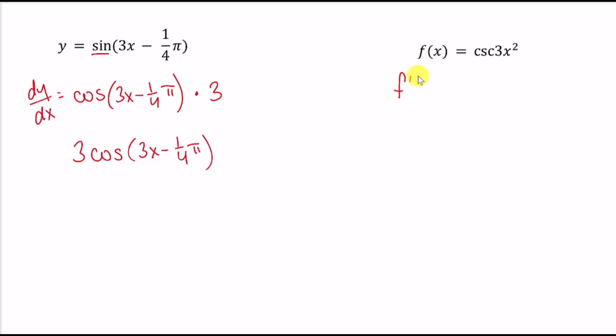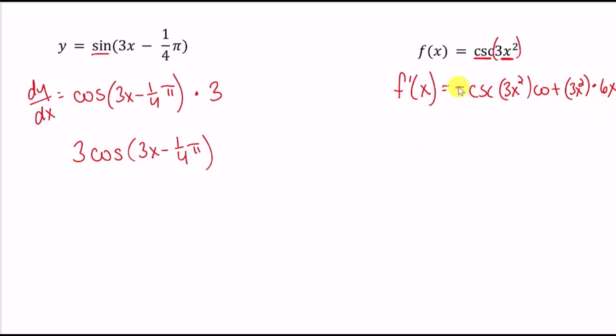Okay, for this one, you do have to make sure you know the derivative of the outside. So 3x squared is inside, but the derivative of the outside, you have to know the derivative of cosecant. And that's going to be negative cosecant cotangent. And remember, the inside stays the same. So for both of those, the inside stays the same. And then we will multiply by the derivative of the inside, which is going to be 6x.